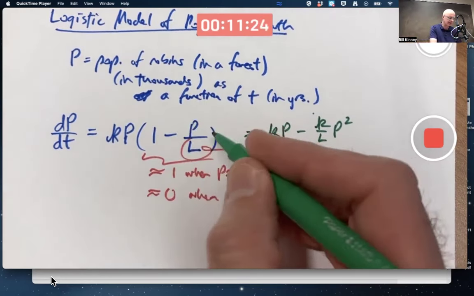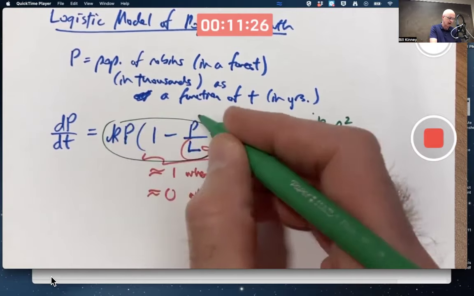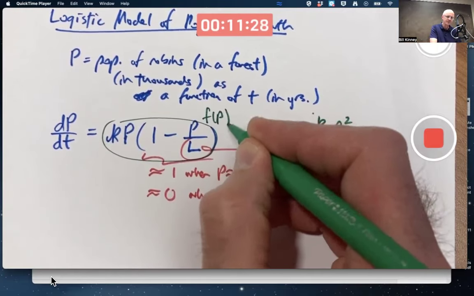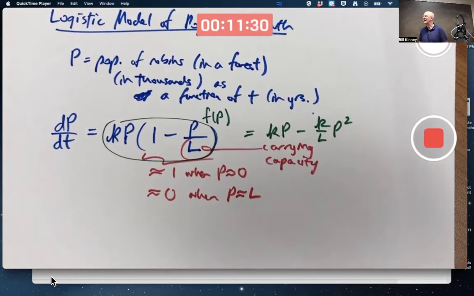I'll give this function a name. I'll call this f of p. It's my right-hand side function. It only involves the dependent variable p, not the independent variable t. So this differential equation is autonomous. It's independent of t on the right-hand side is what that really means.